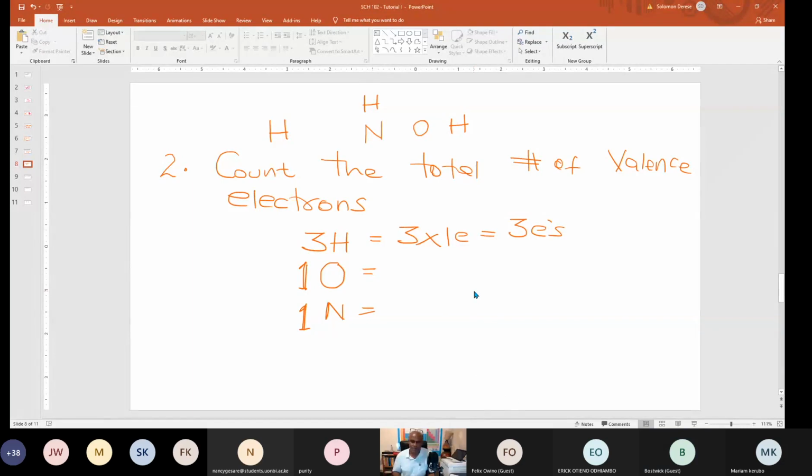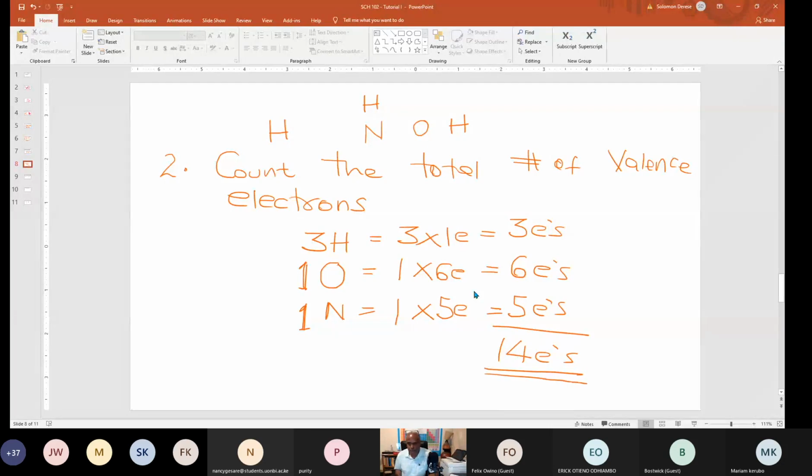And then oxygen, we have 1 oxygen. The valence electron for oxygen is 6. It has got 6 electrons. So in total, 1 times 6 is 6 electrons. Nitrogen, we have 1 nitrogen, the number of electrons in the valence shell is 5. So 1 times 5 is 5. When you sum this up, 3 plus 6 is 9, 9 plus 5 is 14 electrons. These are the total number of valence electrons.